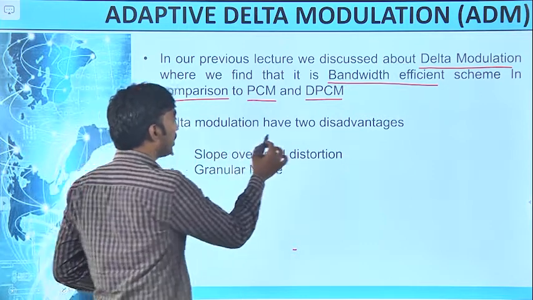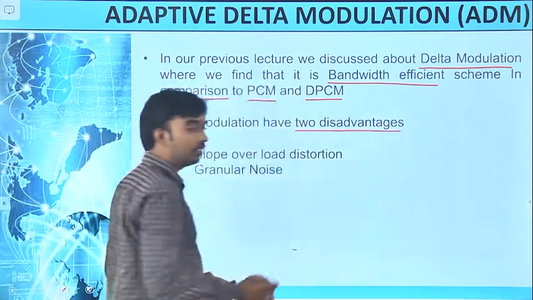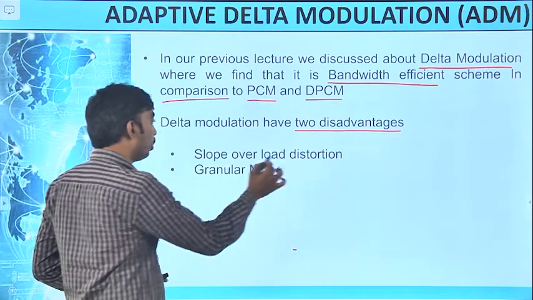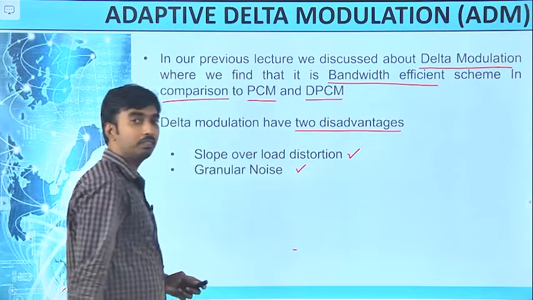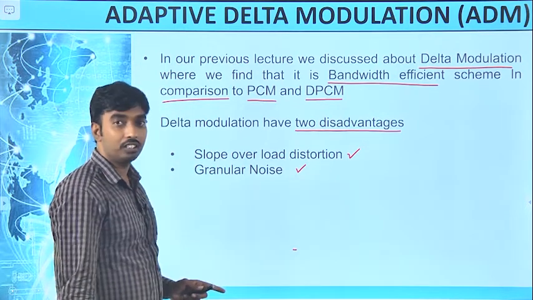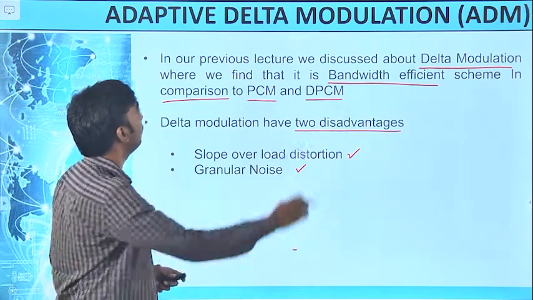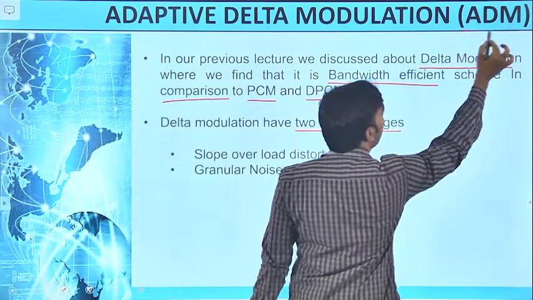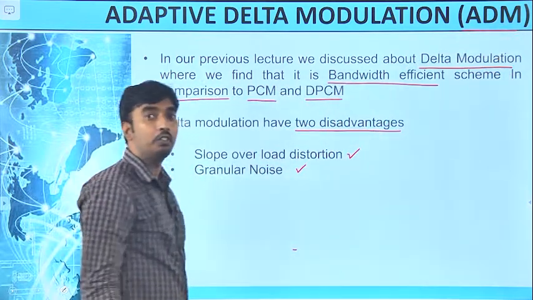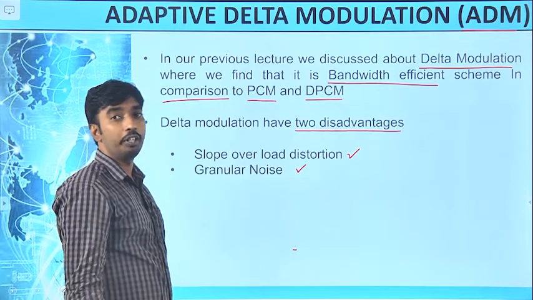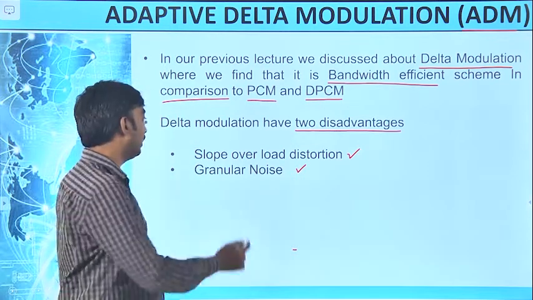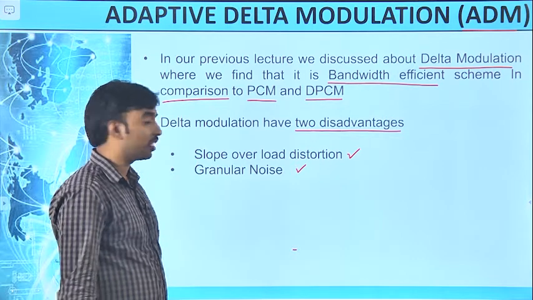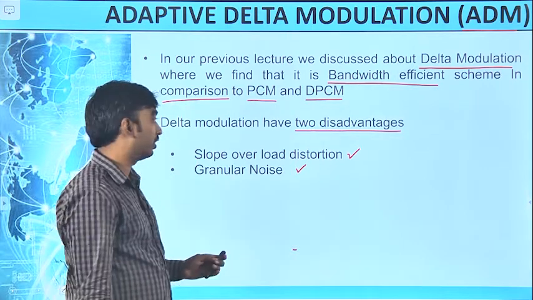Now in delta modulation we have seen two disadvantages. One is slope overload distortion and the other is granular noise. These two errors we can overcome by using adaptive delta modulation, and we are going to see how we are going to overcome these two errors. Let us see what slope overload distortion is and what granular noise is, right?